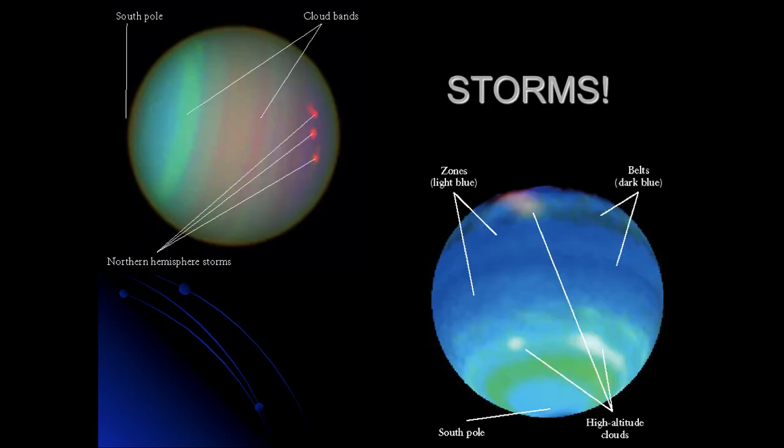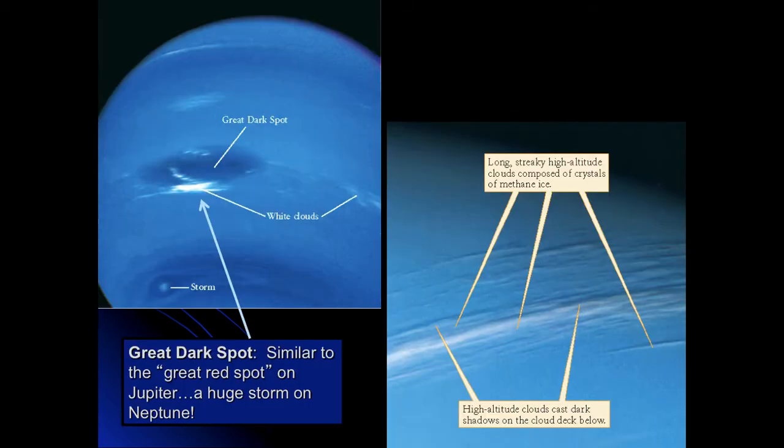Okay, so they both have some storms. We see storm systems just like we saw on Jupiter and Saturn, on Uranus and Neptune, not surprising. If we zoom in, this is the Great Dark Spot, similar to the Great Red Spot, but this is on Neptune. It's a huge storm. We also see a lot of long, streaking, high-altitude clouds, which are mainly composed of methane ice. We can see that on these planets, which is pretty cool.